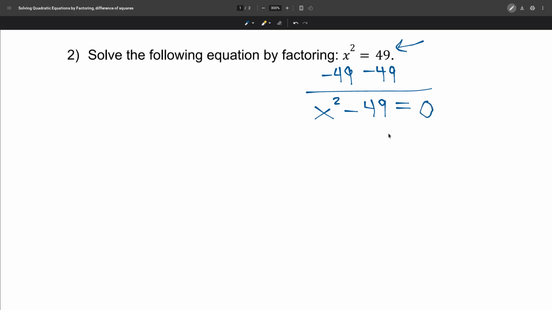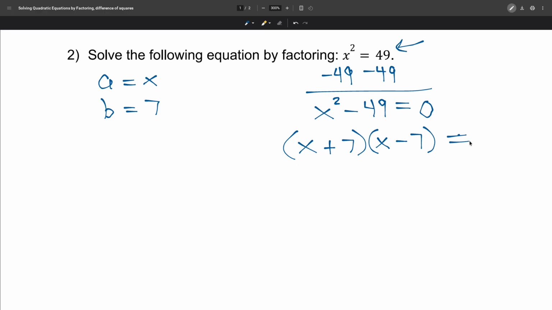So again, this is a difference of squares pattern. If our a squared is x squared, that means our a is going to be just x. And if b squared is 49, well, b would be the square root of 49, so it would be 7. So this is going to factor to x plus 7 times x minus 7. And we'll set that equal to 0, because it does equal 0.